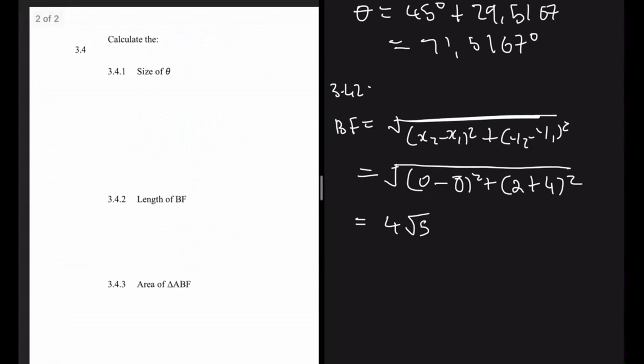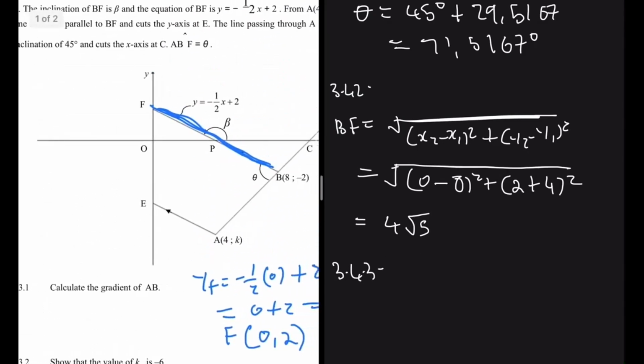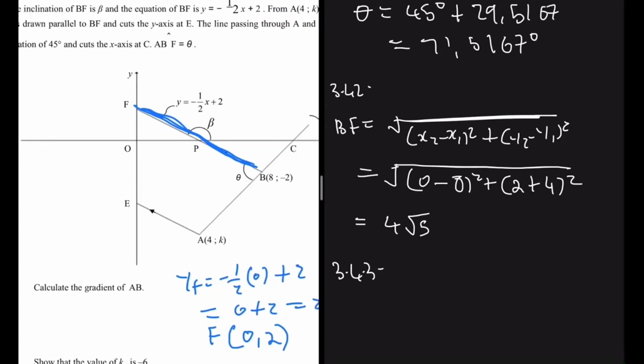And now we can move to 3.4.3. Let's look at 3.4.3. It's saying we must find the area of ABF. So let me just highlight ABF. So we have our triangle ABF here, right?